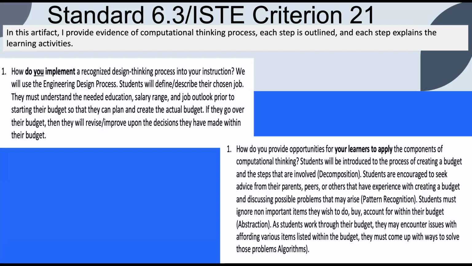Students must ignore non-important items they wish to buy, and account for what is within their budget. This is abstraction. As students work through their budget, they may encounter issues with affording various items listed within the budget, and they must come up with ways to solve those problems. And that would be algorithms. The students really enjoy creating the budget, and I use this for a lot of different things. It's really pertaining to real life.